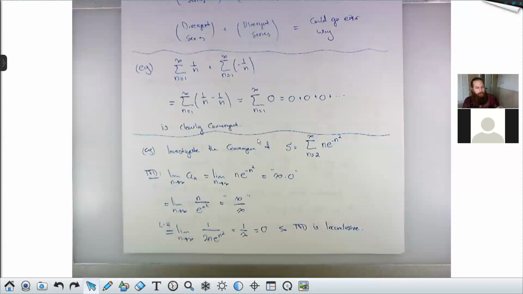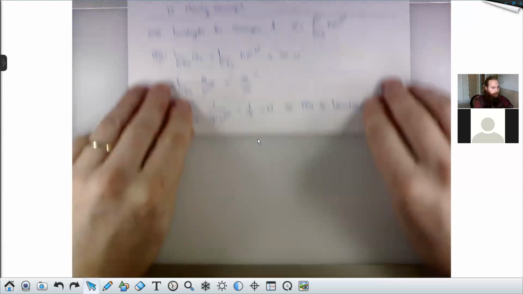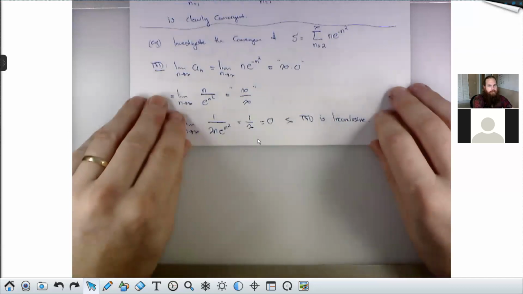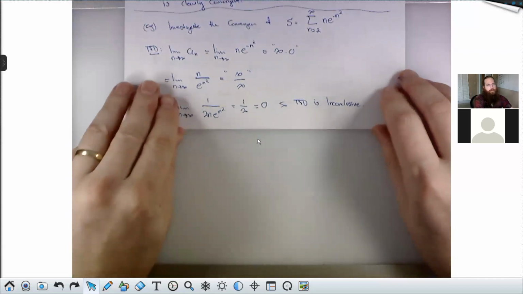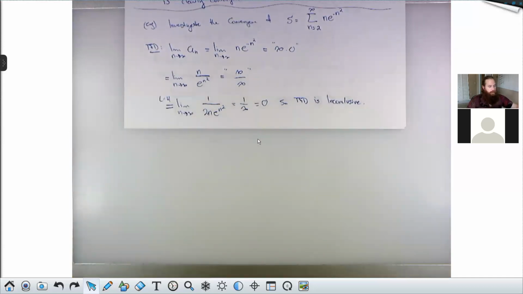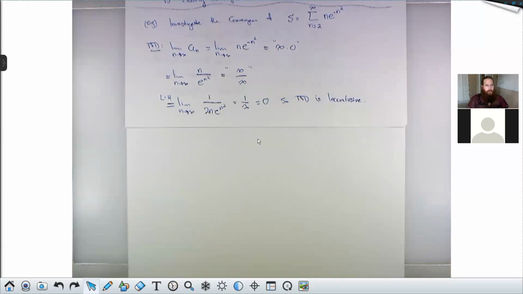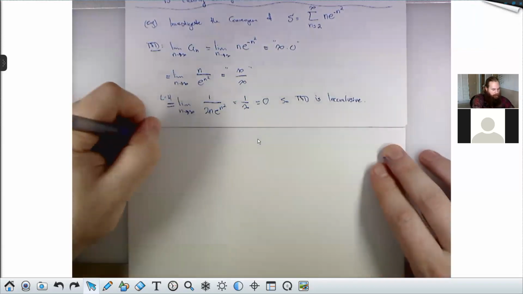So TFD doesn't help me here. The limit of the a_n's is 0. So TFD is inconclusive. What I can do, since this definitely isn't a p-series, and it's not related to any p-series in any obvious way, my next step right now would be the integral test.